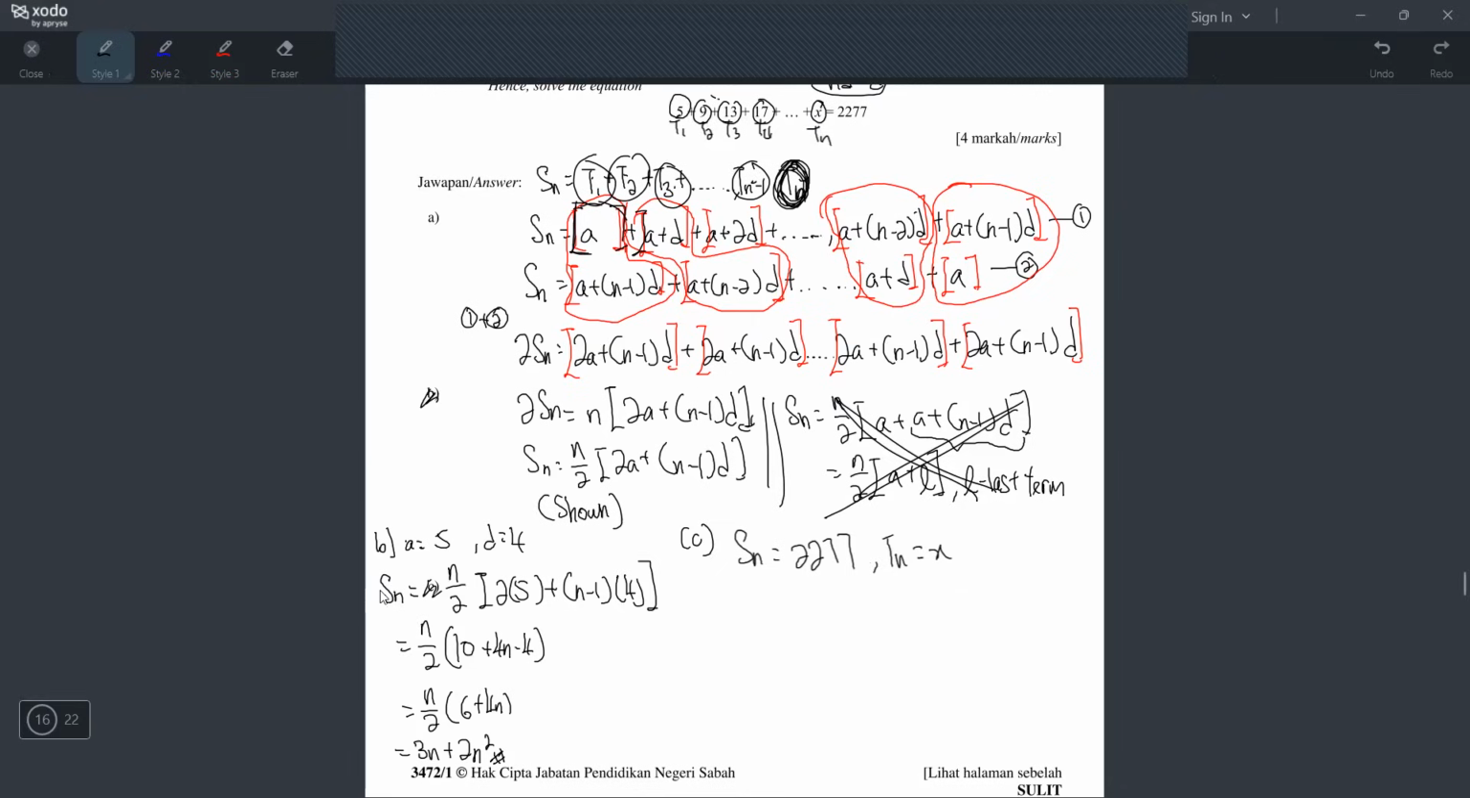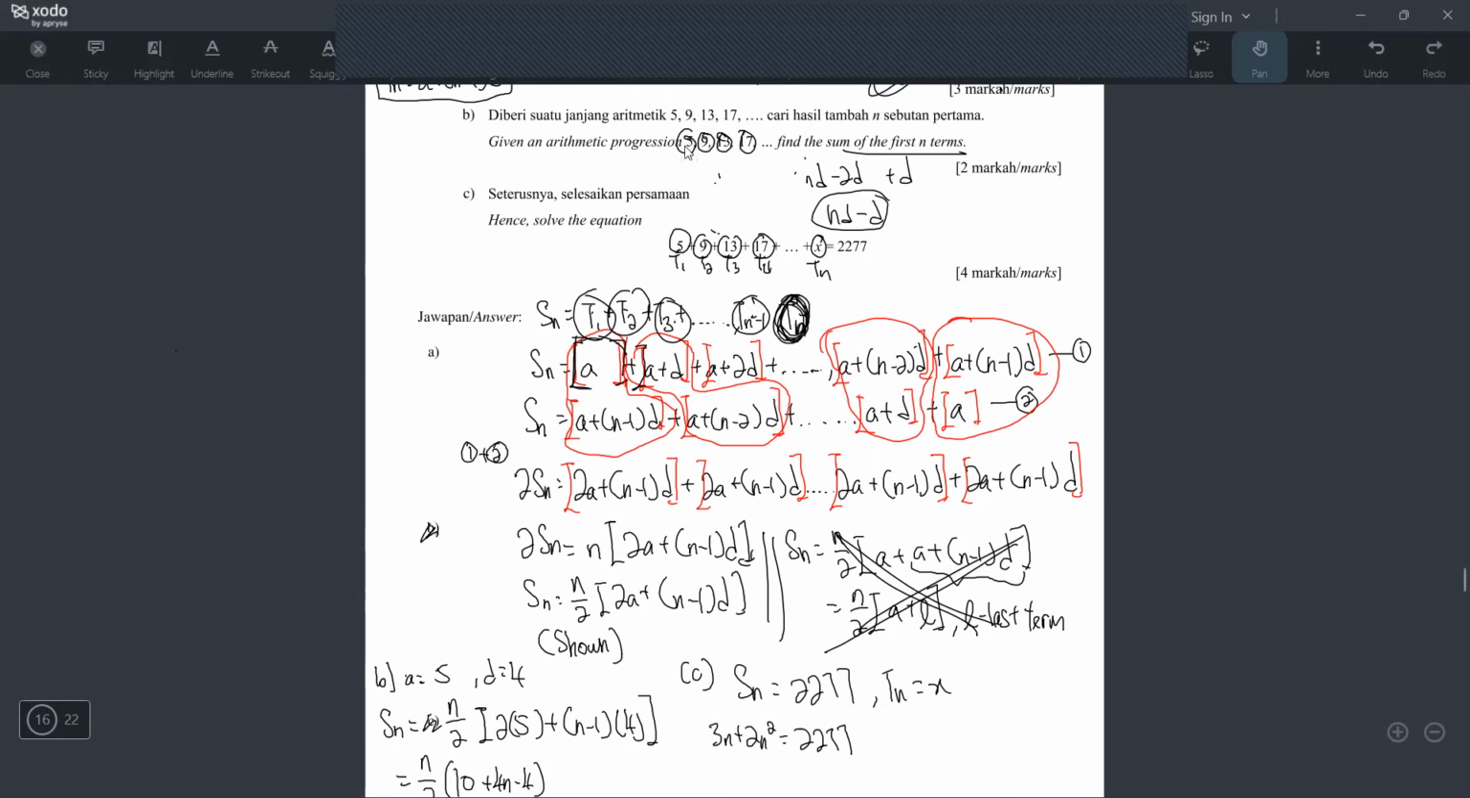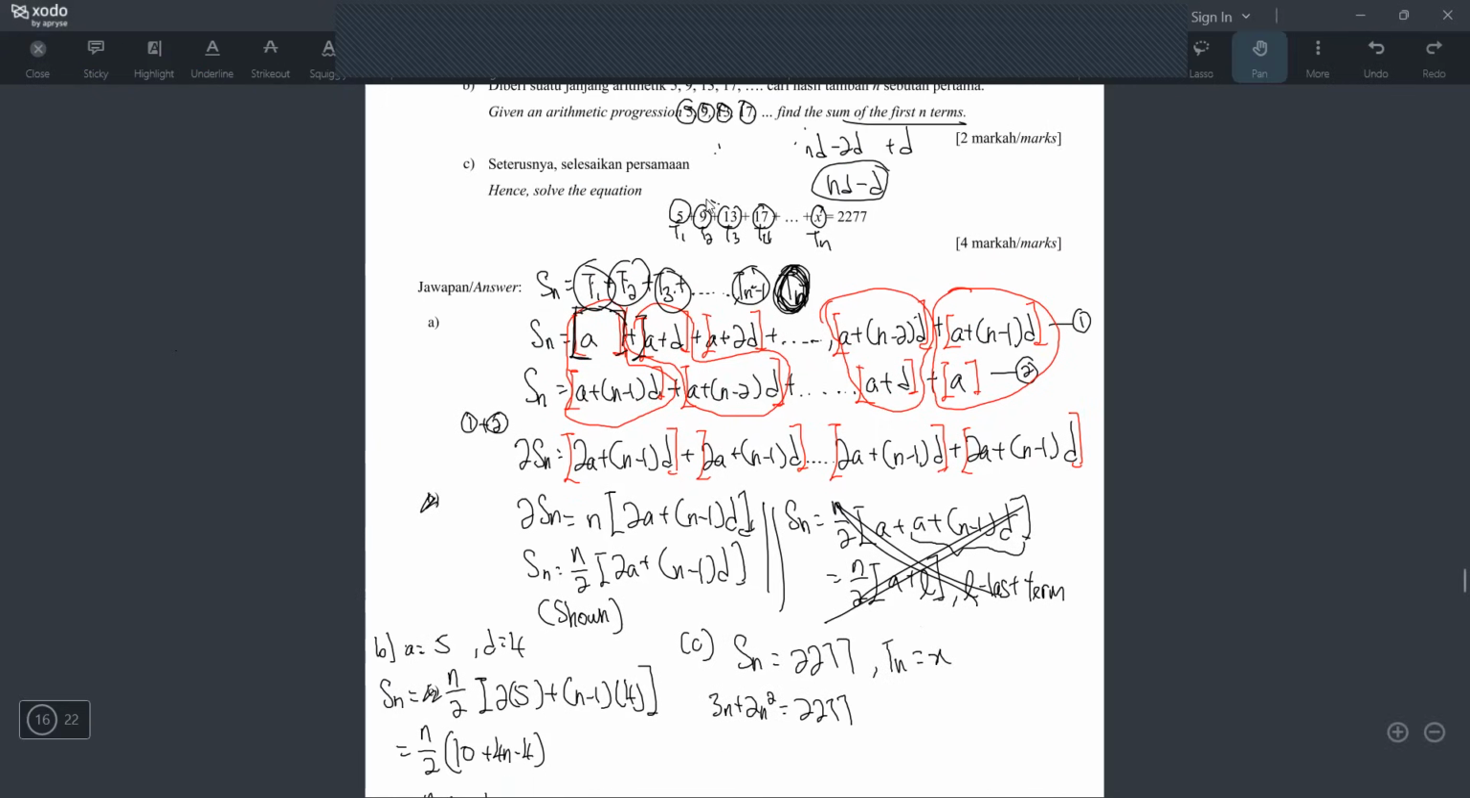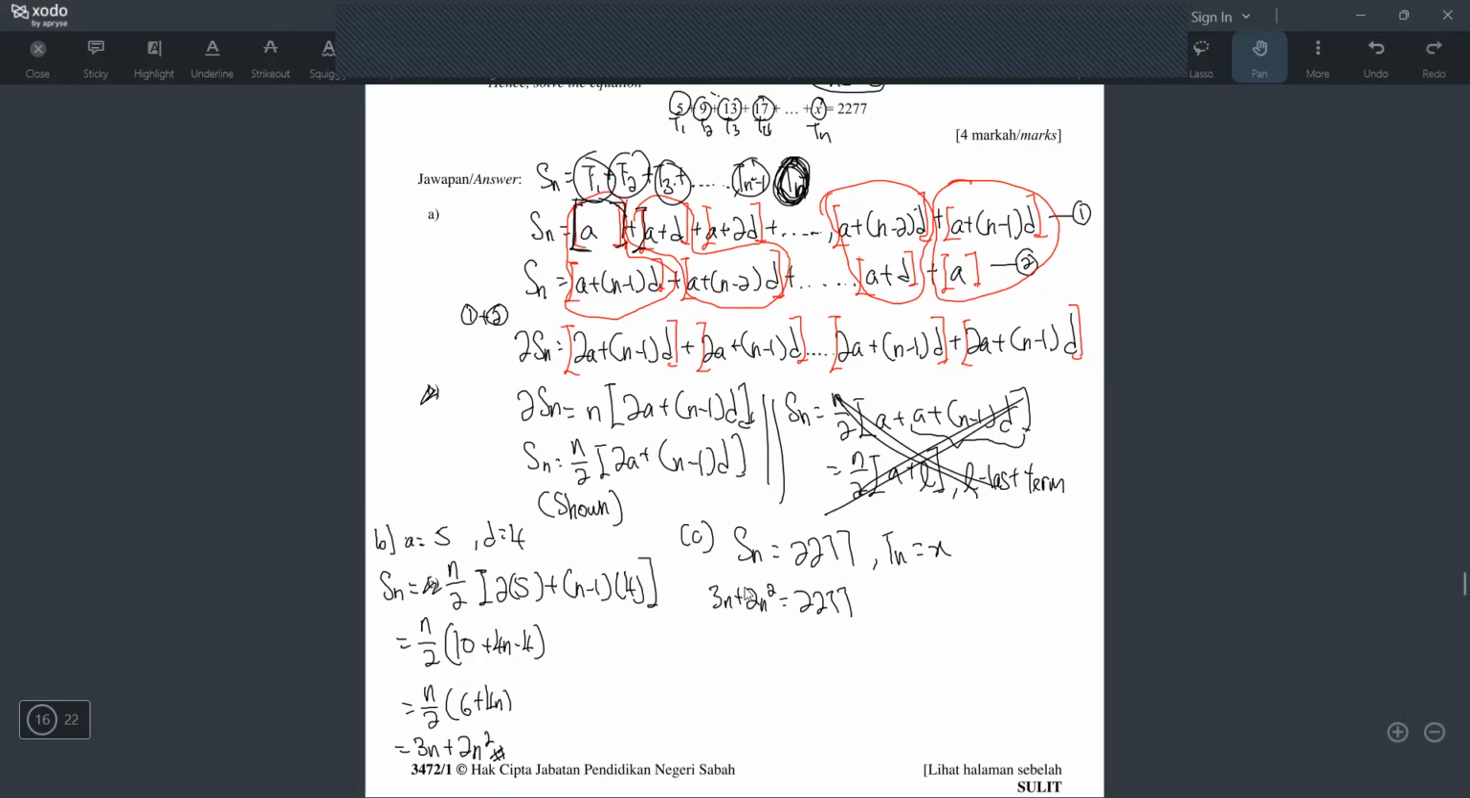And guess what? The Sn formula, I don't have to do it again. I can straight away use this, 3n plus 2n squared. The reason why I can straight away use this is because it's the same progression as B. You see, 5, 9, 13, 17, so the a and d are the same. That is why I can use back the same formula. So now can I find n? Yes. How to find n?